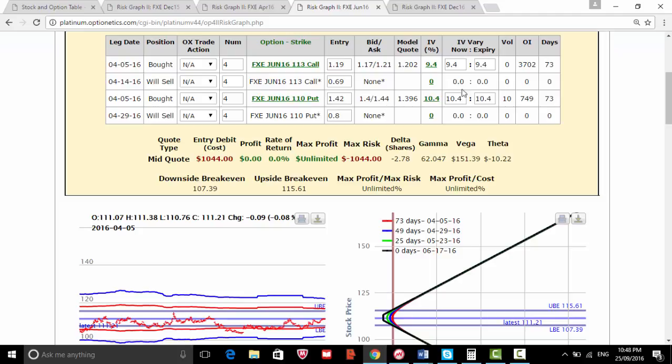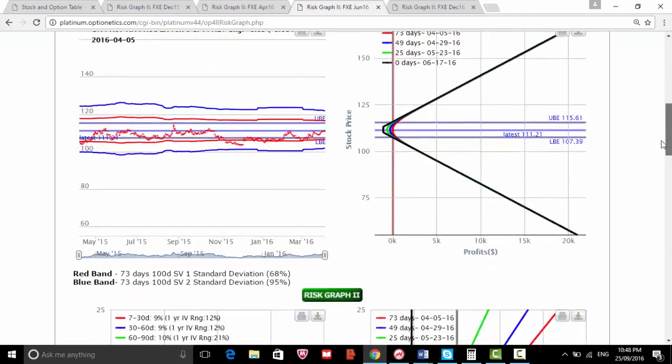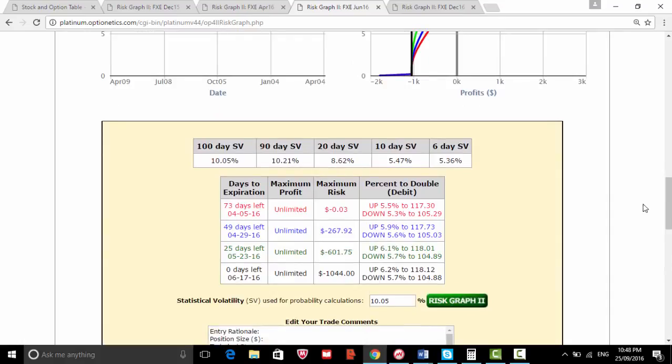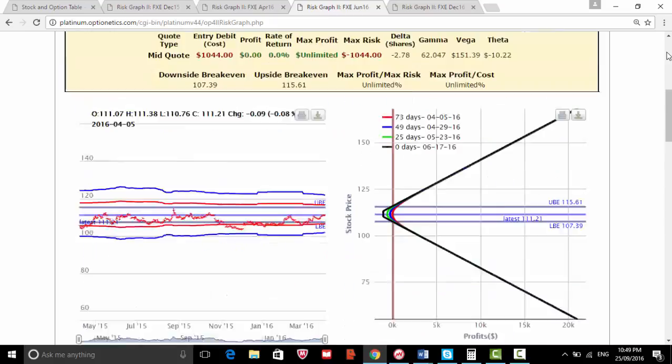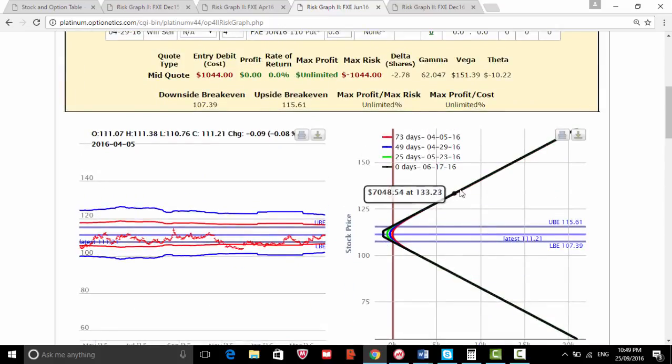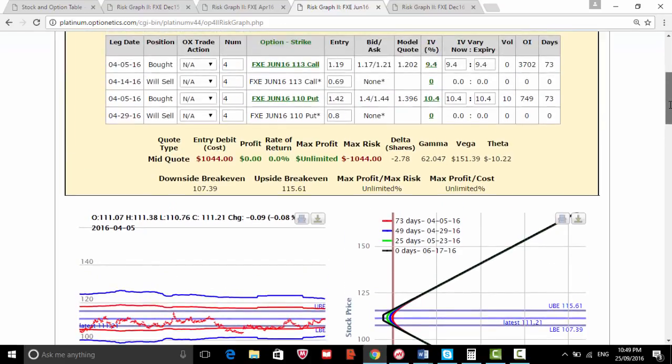If we scroll down a bit, we can see that the stock, in this case the euro, needs to move up by 6% for this position to double, or below it needs to go below its current level by around 5.7% for this position to double on the way down. Remember, we're waiting for some sort of breakout, either to the upside or to the downside. You can clearly see the risk graph is going to profit to the upside or profit to the downside, and we'll actually lose money if the stock doesn't move at all.